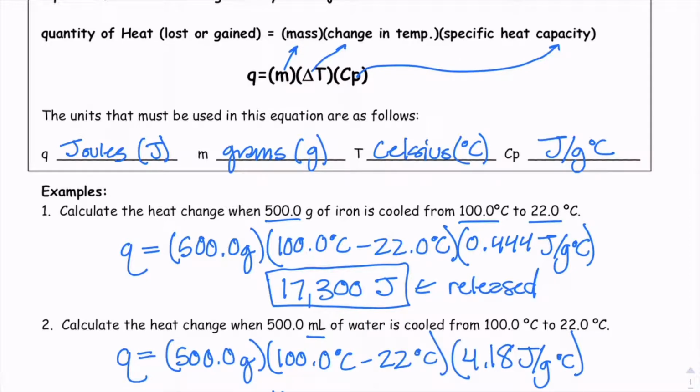163,000 joules. So even though we had the same amount of material in both of these substances, the amount of energy released from the water as it cooled off was much greater because it has a much greater specific heat.